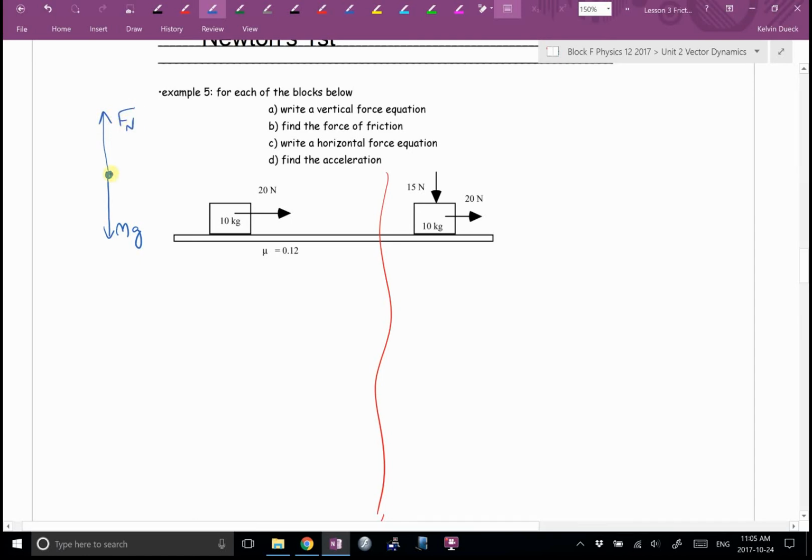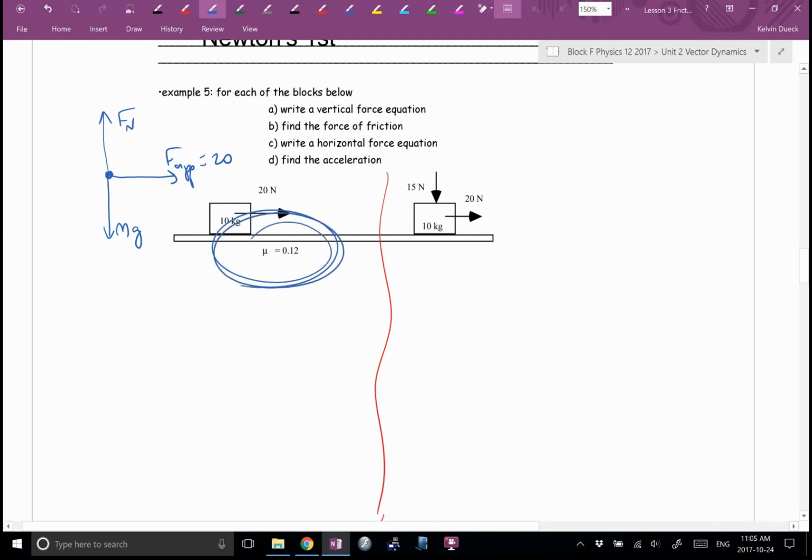Looks like there's an applied force of 20. That can be a little invisible leprechaun or angel or something off the screen. Is there friction in this question? How do I know?